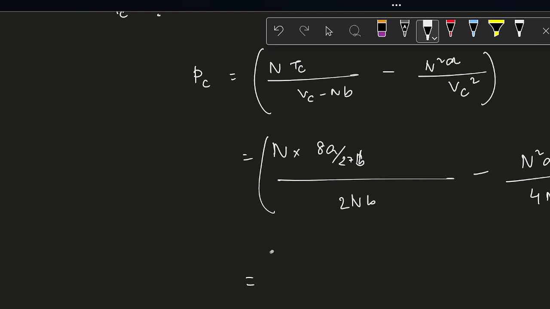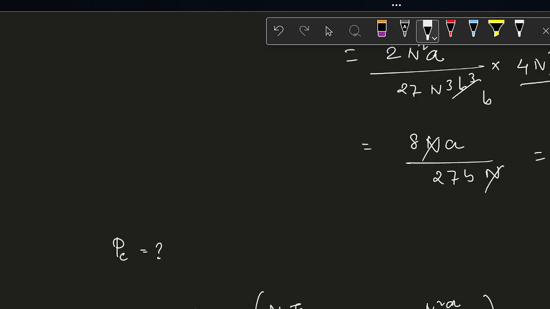So you take this n and it cancels out. This 2 and 8 makes it 4. 4a by 27b squared, minus this n square and n square is cancelled out. This is a by 4b squared. So sorry, this is 3nb, right? So this is not 4n square b square, this is 9n square b square. So this makes it 27b squared, then 4a minus 3a, which is just your a by 27b square. So this is your answer, that the critical point pressure is a by 27b squared.